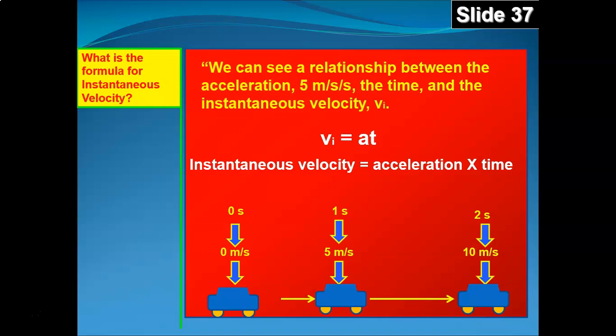So at 0 seconds, it would be 5 meters per second times time of 0. That's the instantaneous velocity of 0 meters per second. At 1 second, it's 5 meters per second times 1 second, so that would be 5 meters per second. And at 2 seconds, the instantaneous velocity would be 5 meters per second times 2. That would give you 10 meters per second. So the instantaneous velocity, that is the velocity at an exact moment in time, is given by the acceleration times the time.